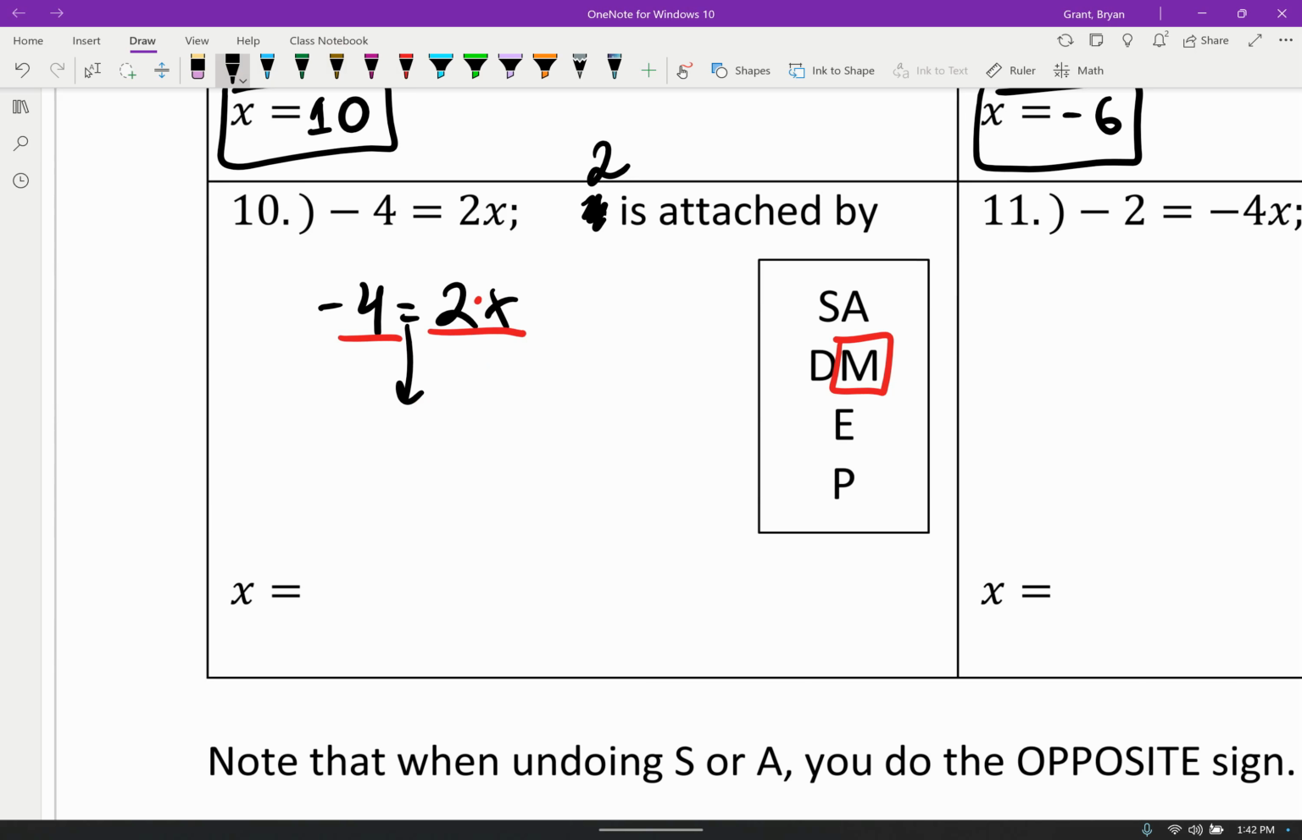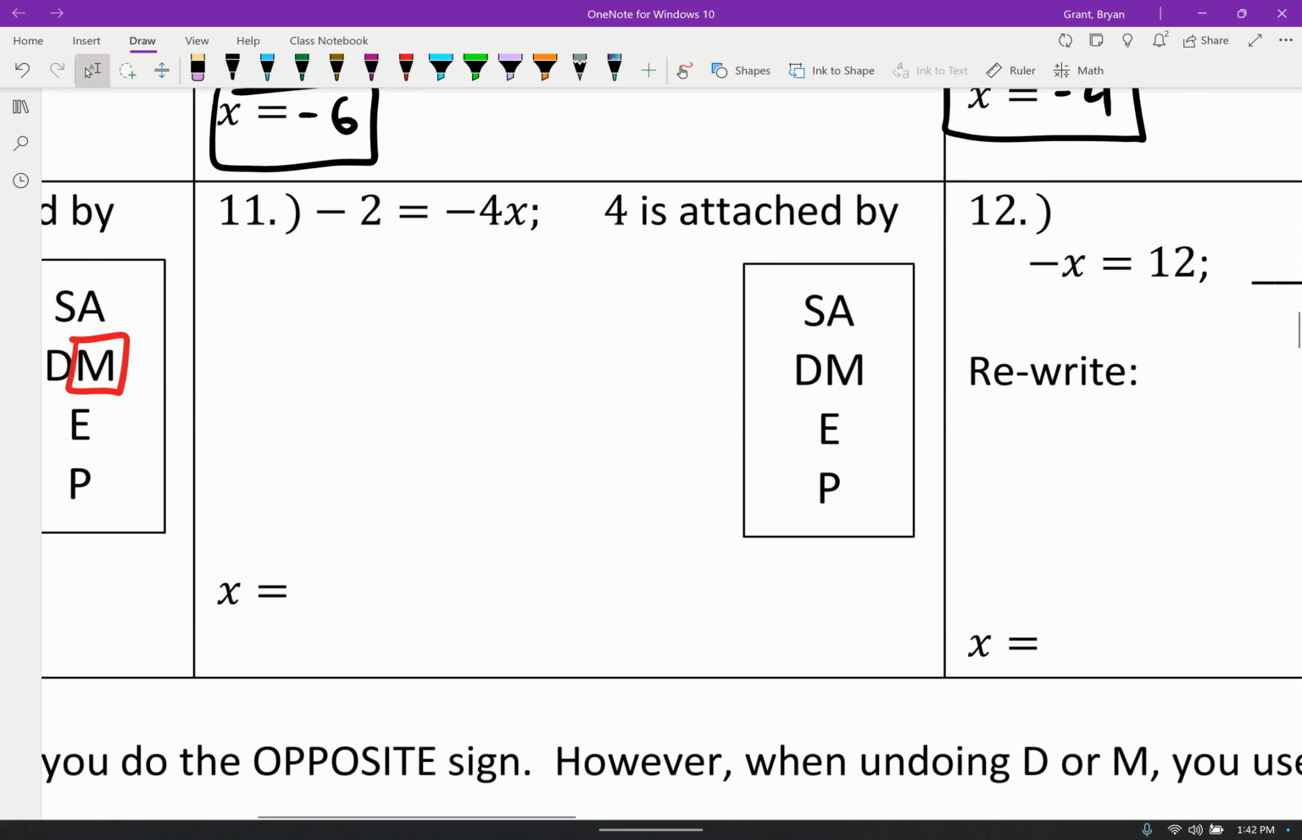Bring down that equals. But divided by what? Well, we need to remove the number on the same side as x. We divide by that 2. Do it on each side. These cancel. And we end up with x equals negative 2, or you can put the x on the left side, the negative 2 on the right.